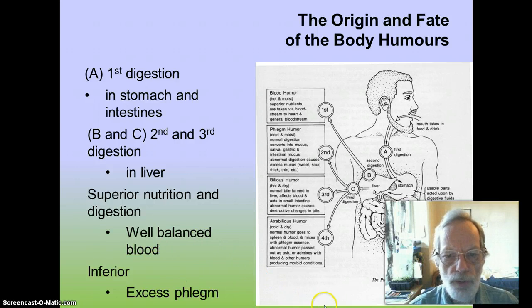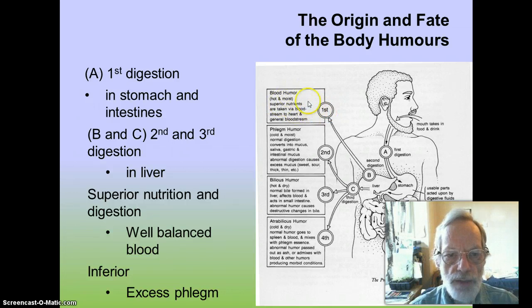So how does this come about? Well, a traditional view of digestion is as follows: that the first digestion of food happens in the stomach and the intestines, and the products of that digestion are conveyed via the portal venous system to the liver, where the second and third digestions happen. Now, if you have nutrition of a superior quality, so your foods are full of nutrients, good balance, not too much stodge and refined flours, that sort of thing, then that can go to make a well-balanced blood.